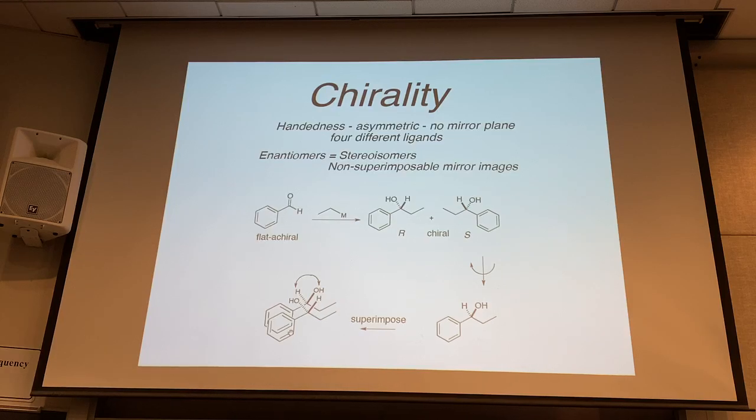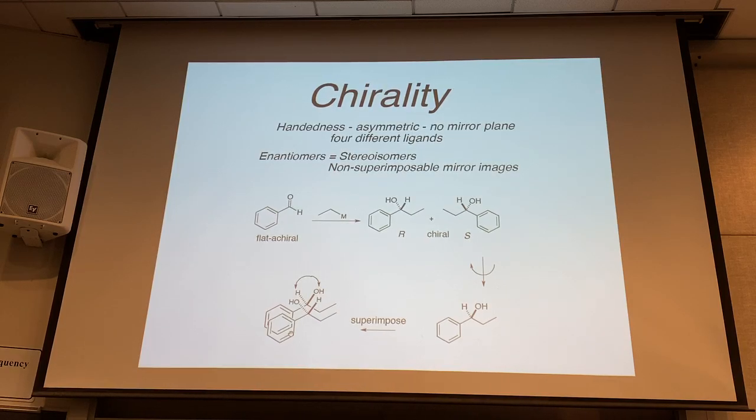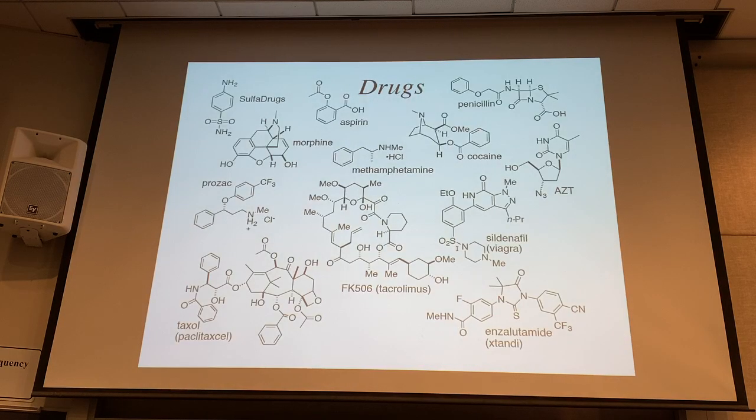But chirality, we'll have to get into this. This idea of handedness or asymmetric, no internal mirror plane, and identifying four different ligands on the group. It has to do with reactivity. Sometimes we go from achiral molecules and create chiral molecules. We have to analyze this here. So let's go to the board.